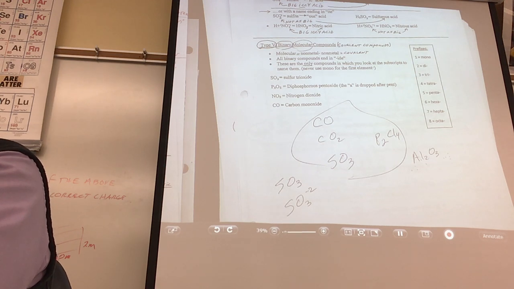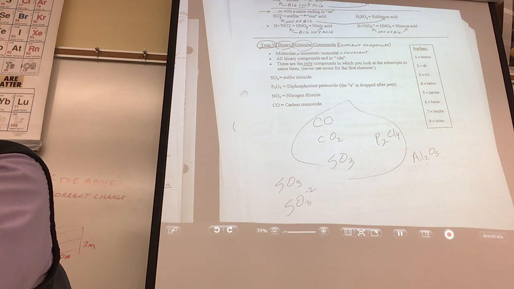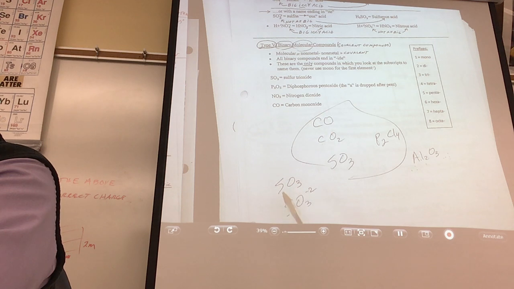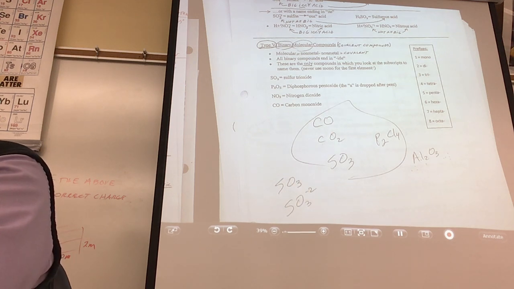Sulfur? Is it? What's SO3? No? What's SO3? Raise your hand if you know. Yes? That's right. It's a compound, isn't it? How do you know it's a compound? There's no charge. All compounds have no charge.